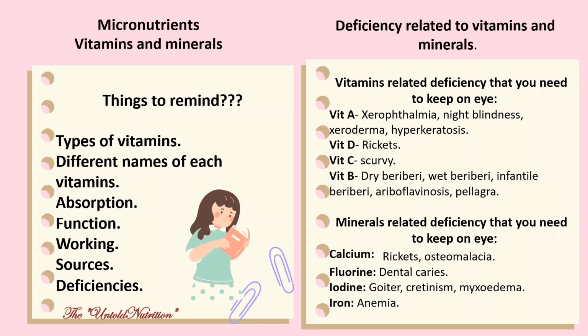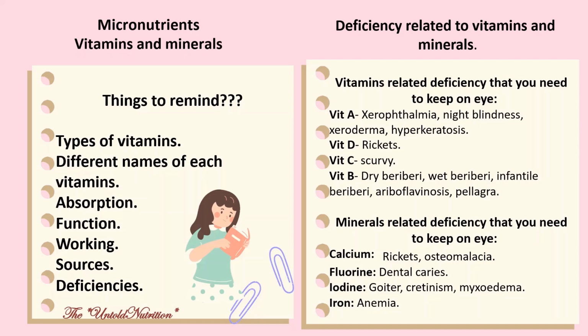In minerals, rickets and osteomalacia is caused due to the deficiency of calcium. Fluorosis caused due to the fluoride. Goiter and cretinism, myxedema, hypothyroidism is caused due to the deficiency of iodine. Anemia is caused due to the deficiency of iron. So, check all the deficiencies and be ready to explain them.